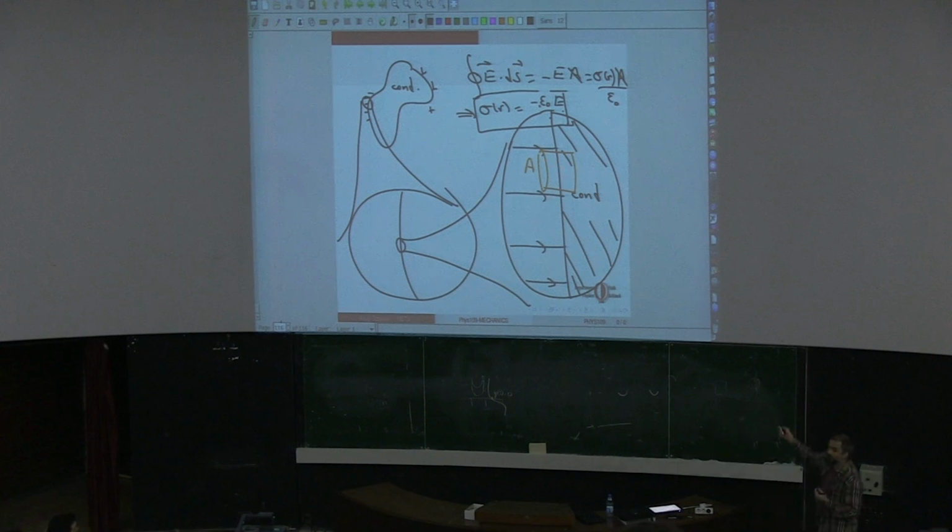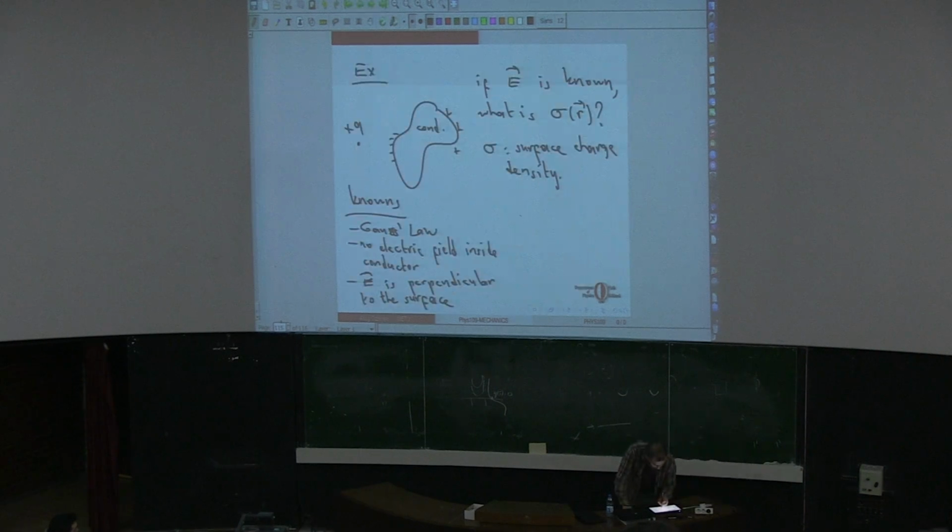This is just for a region, you are right. But this region can be any region. Let me write it properly over here. Sigma will be equal to epsilon 0 times E dot n. n is this vector on the surface, a unit vector.